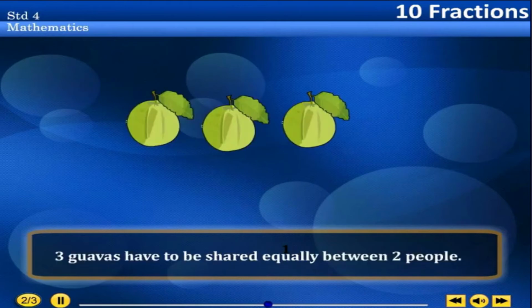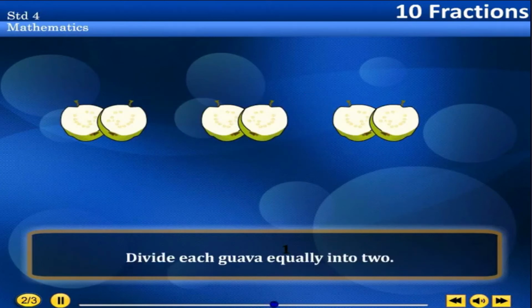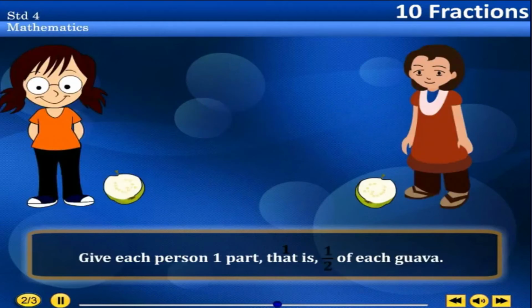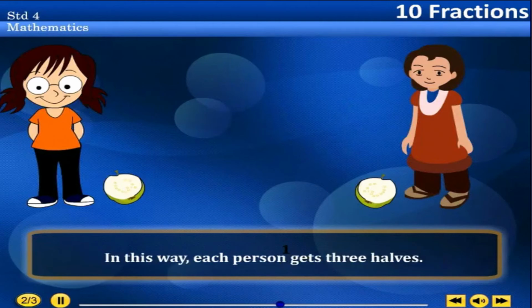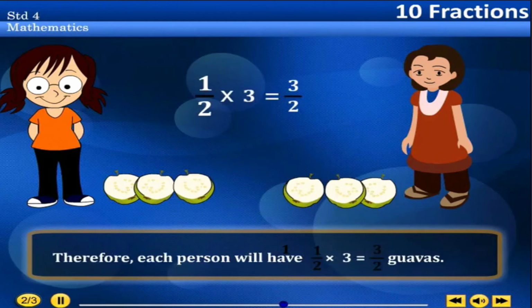Mixed fractions. 3 govas have to be shared equally between 2 people. We can do this in 2 ways. Method 1. Divide each gova equally into 2. Give each person 1 part, that is 1 upon 2 of each gova. In this way, each person gets 3 halves. Therefore, each person will have 1 upon 2 into 3 is equal to 3 upon 2 govas.